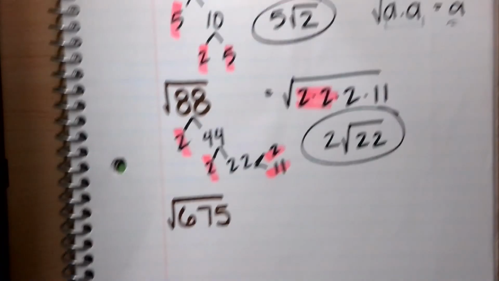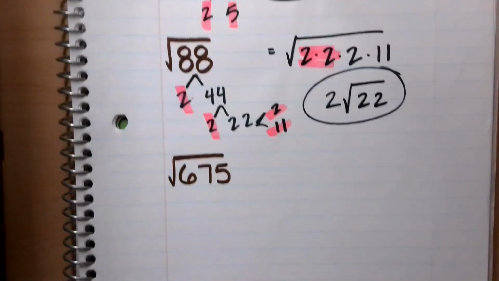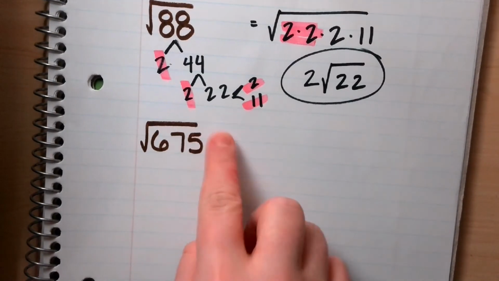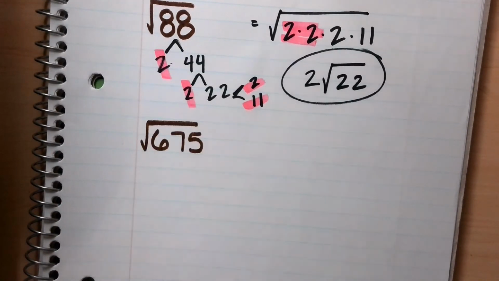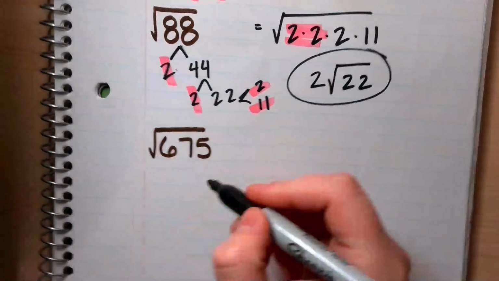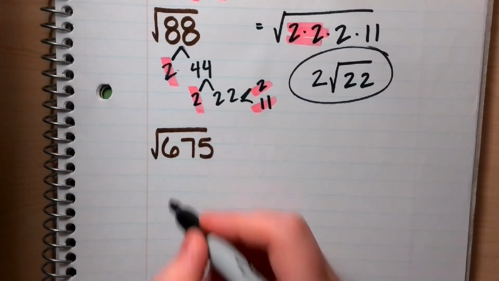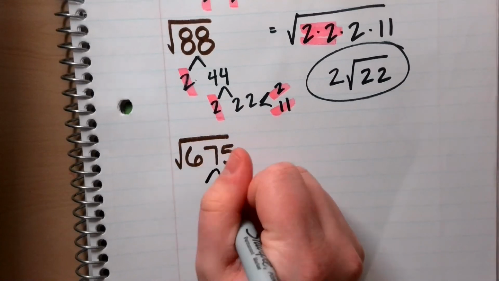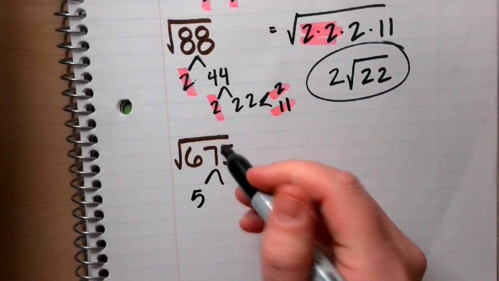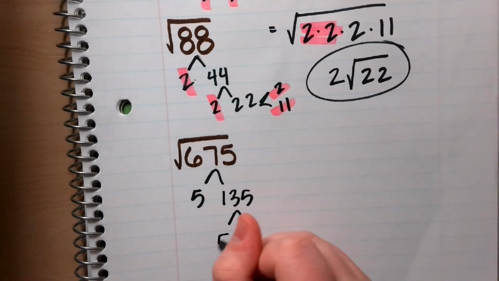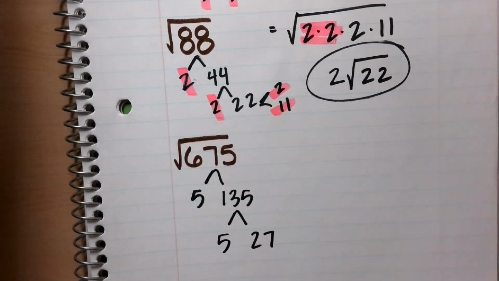One more. This one's a bigger number, and this one is odd. It does not end in an even number, so we know we cannot do my little trick of dividing by 2. This one we know is going to be divisible by 5. So if you take out your calculator, use Desmos, divide it by 5. We know 5 and 135. That 135 is going to be divisible by 5. So we're going to have 5 and 27.